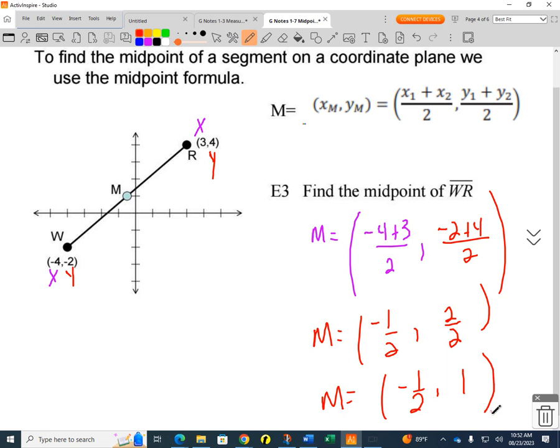What do you think? Is that hard? So this one, none of it's hard. The next thing we're going to do is a little bit more complex. So we're going to use this formula a little different way.